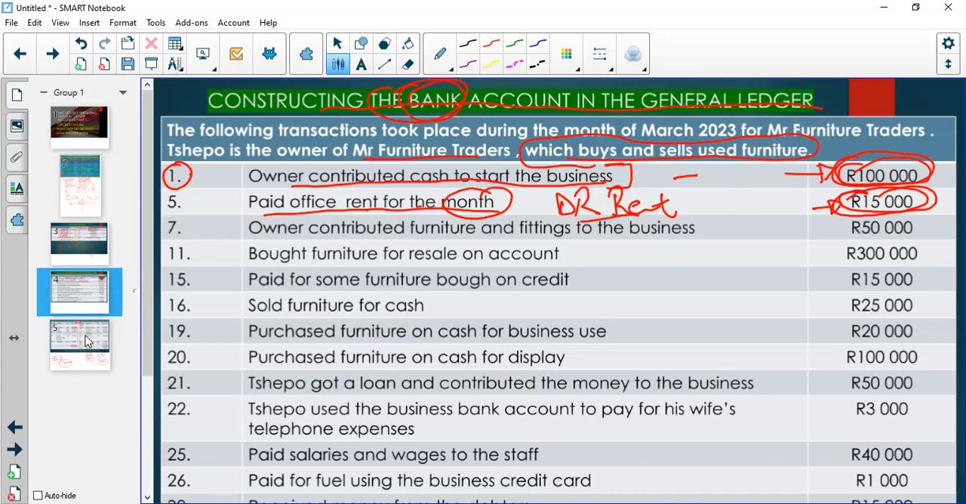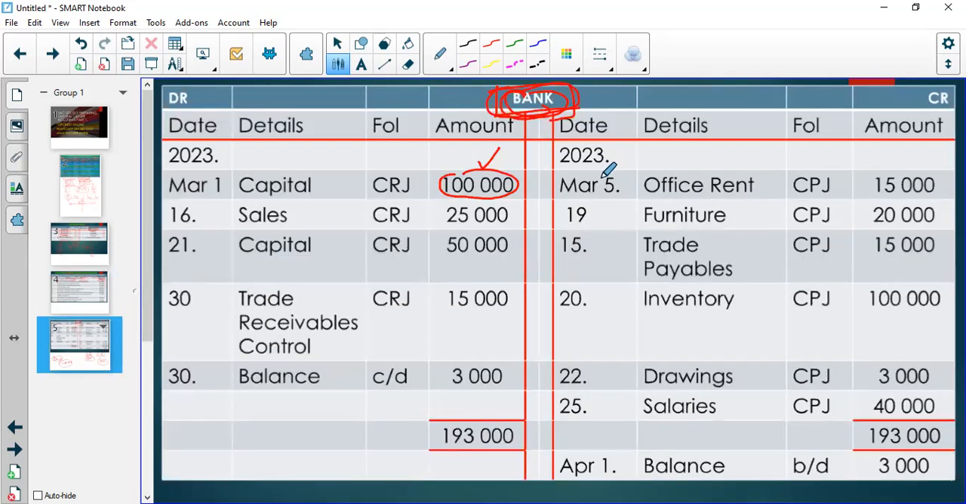All right. So we come here and say office rent. This is the contra account. It's called a contra account, or the other leg of the double entry. Because we're going to credit bank, under the details we're going to write the name of the account which was debited. So, of course, because we did make a payment, it's the cash payments journal.